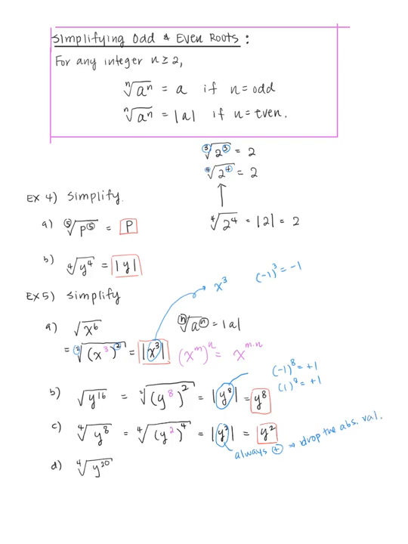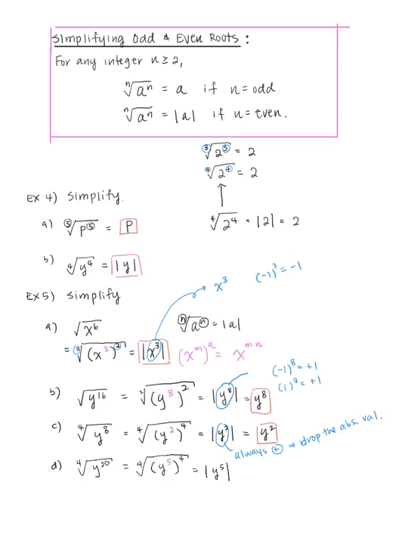Okay, now let's look at D, fourth root of y to the 20th power. Well, we're going to do the same thing. We're going to try to rewrite y to the 20 as y to the what power, to the 4th power, is going to give us y to the 20. Well, I think that number is 5 because 5 times 4 gives us 20. So again, since we're given the even root, our answer is going to be absolute value of y to the 5th. Okay, now think about it.